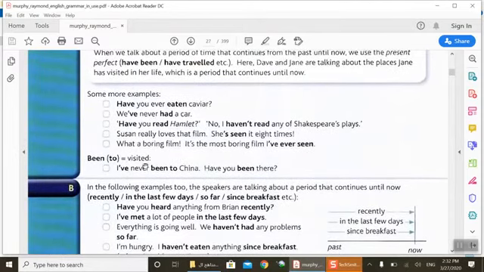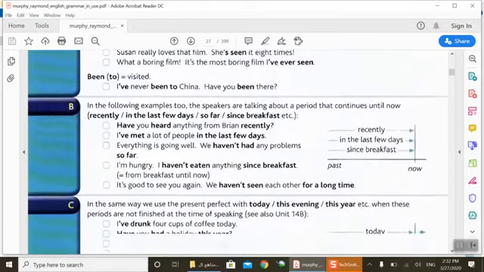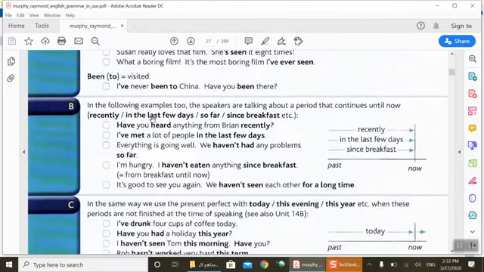I've been to, visited, meaning. We talk about this point. We also use these adverbs when we talk about a period continuing until now. We use recently, meaning in the last few days, so far, meaning until now, since breakfast, meaning from the morning until now. See, we are giving you recently, in the last few days, since breakfast.